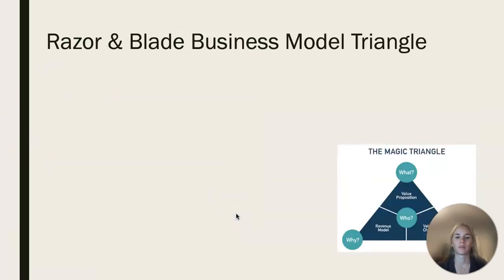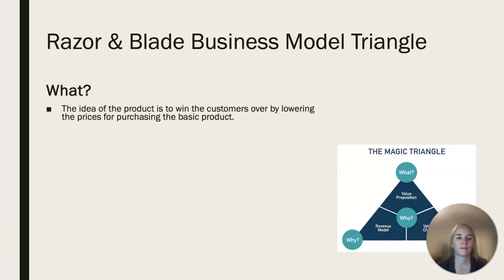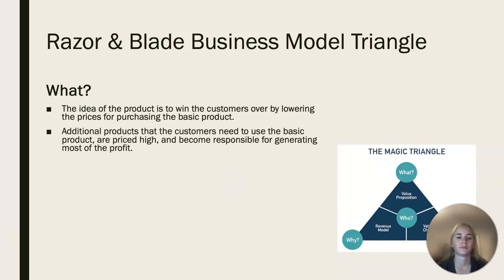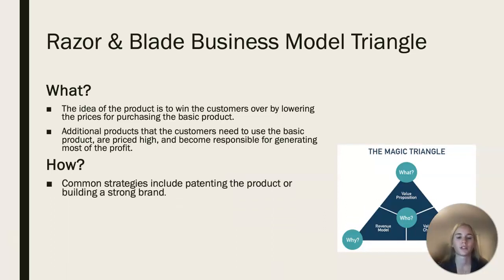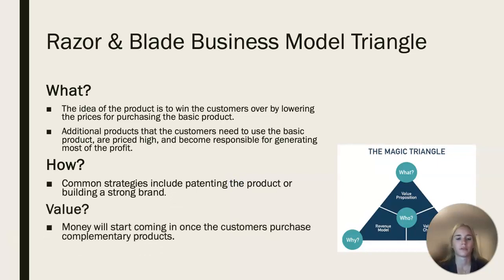Razor and Blade business model triangle. The idea of the product is to win the customers over by lowering the prices for purchasing the basic product. Additional products that the customers need to use the basic product are priced high and become responsible for generating most of the profit. How? Common strategies include patenting the product or building a strong brand. Value. Money will start coming in once the customers purchase complementary products.